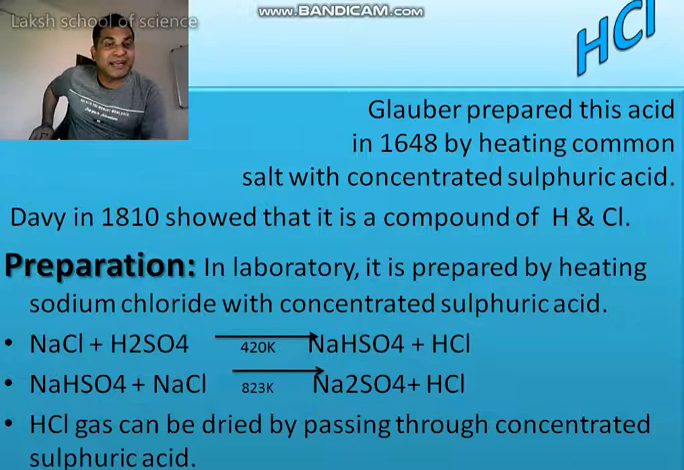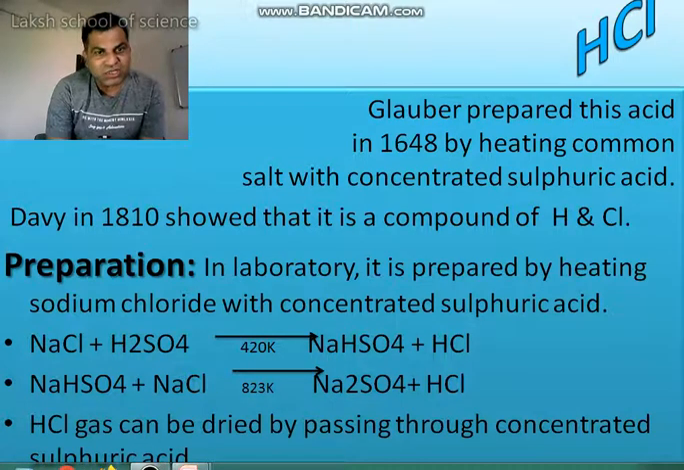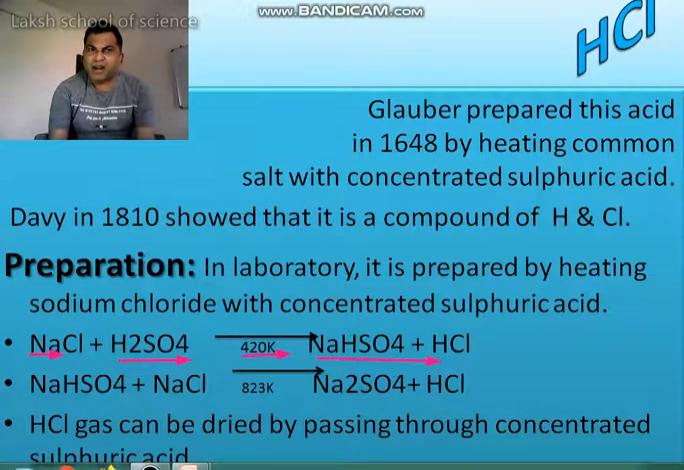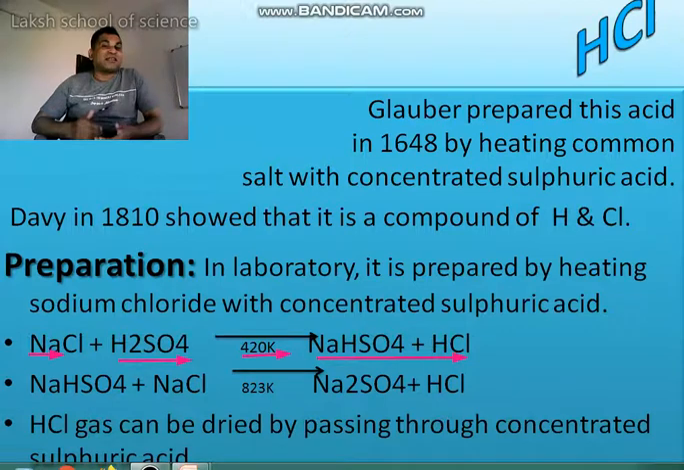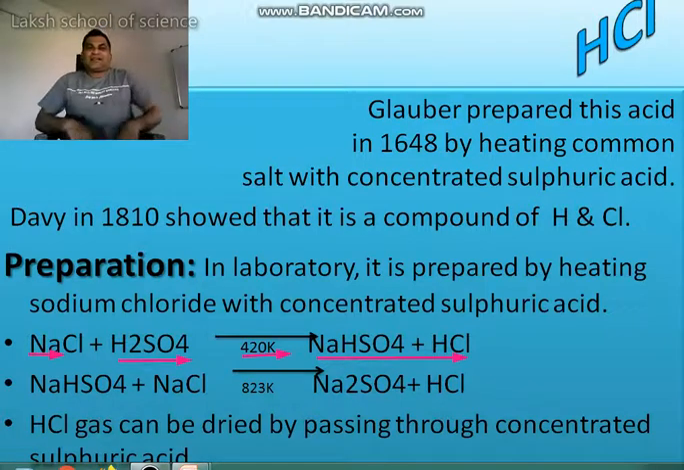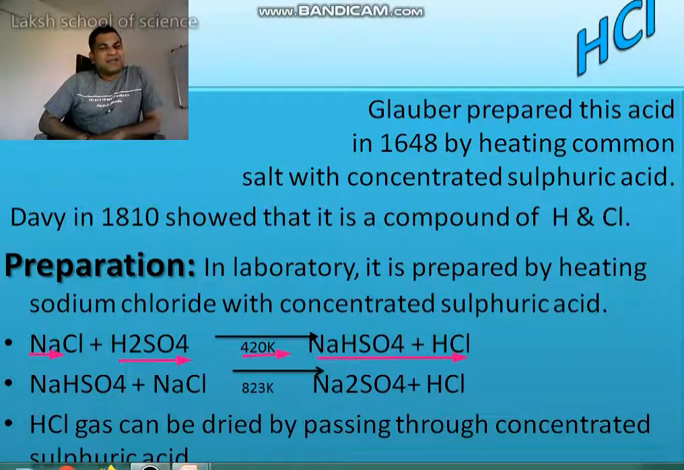Now its preparation in the laboratory: by heating sodium chloride with sulfuric acid, it is very easy to make. This is the sodium chloride and this is the sulfuric acid, and at 420 Kelvin they give us sodium hydrogen sulfate and HCl. This sodium hydrogen sulfate also reacts with NaCl at 823 Kelvin and gives HCl and Na2SO4. So this is the very simple story about HCl.